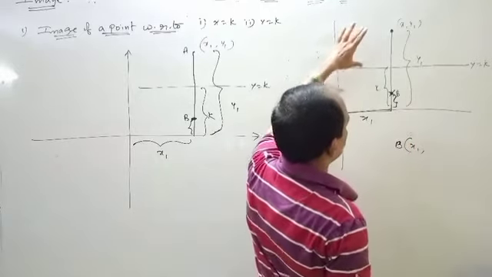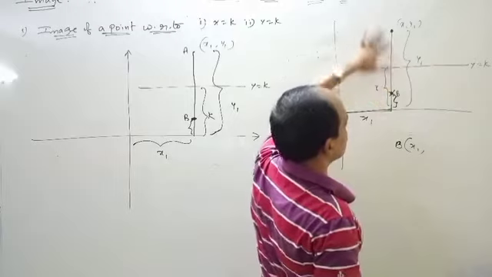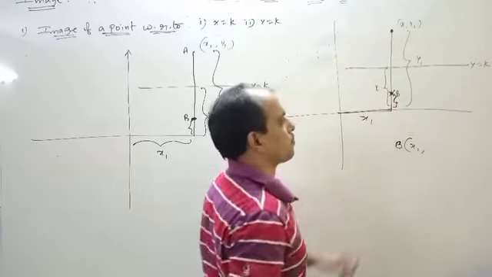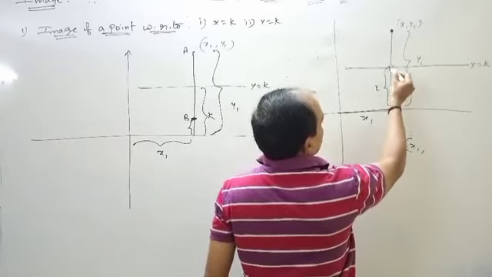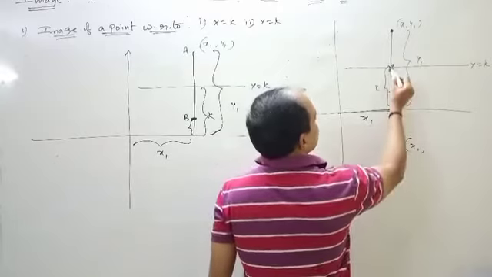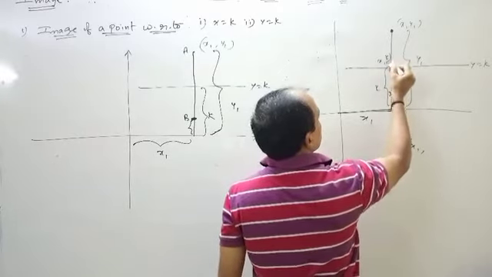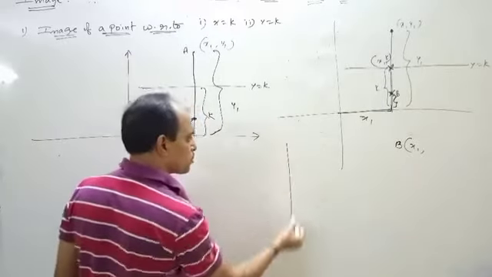So this is k and the total distance is y minus k. Now what about this point? You tell me this point. What about this point? This is x1 and this one is k, and this is (x1, k). (x1, k). You observe this one.